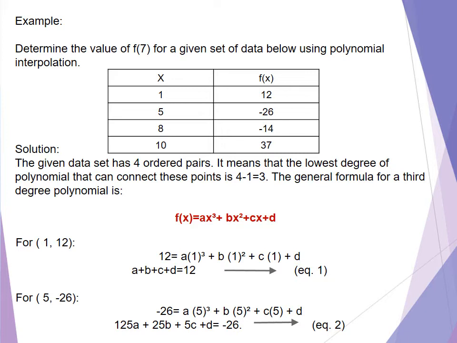So to solve the first pair, which is 1 and 12, we simply substitute it into the general formula f of x equals ax cubed plus bx squared plus cx plus d. So substitute, then solve. Then that is our equation 1: a plus b plus c plus d equals 12. For the second pair, 5 and negative 26, same process, substitute, then solve. Then we get our second equation: 125a plus 25b plus 5c plus d equals negative 26.